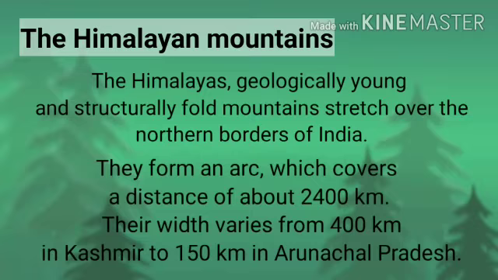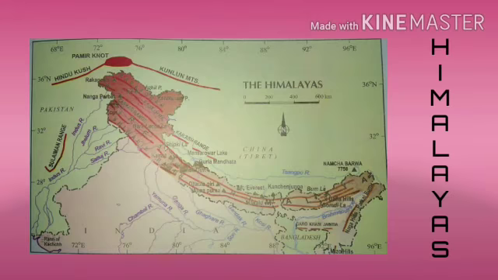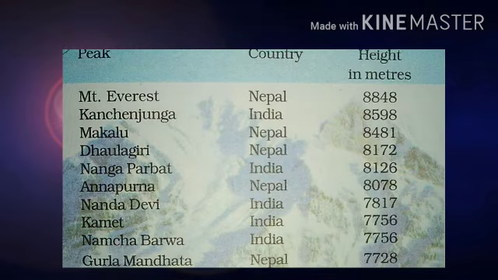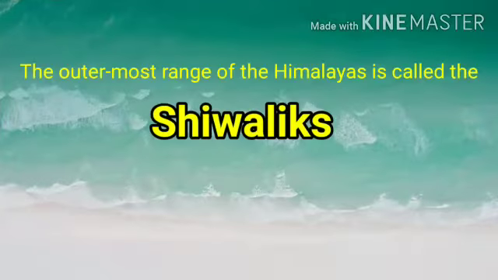The Himalaya Mountains. The Himalayas, geologically young and structurally fold mountains, stretch over the northern borders of India. They form an arc which covers a distance of 2,400 km. This is the picture of Himalayas. This is India's relief. Some highest peaks of the Himalayas with country and height in meter.